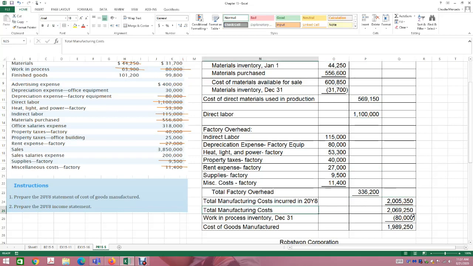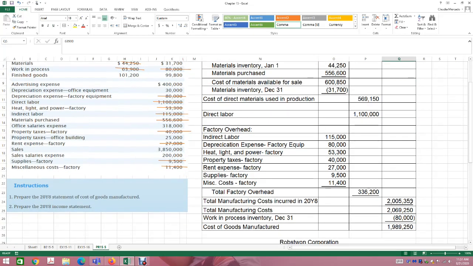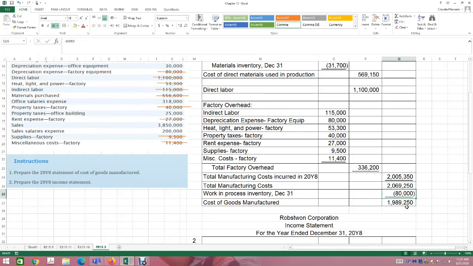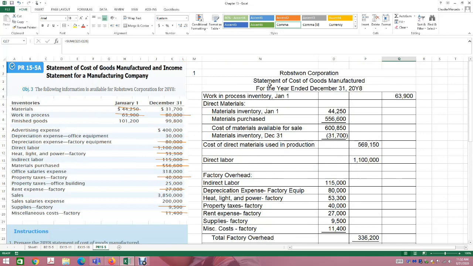Now you get your total manufacturing cost. That represents your beginning work in process plus your total manufacturing cost. That gives you 2,069,250. And then you deduct, if you have any work in process inventory at the end of the year, which we did, we had 80,000. You subtract that, and that gives you your cost of goods manufactured of 1,989,250. So that is my cost of goods manufactured, and that concludes my statement of cost of goods manufactured report.